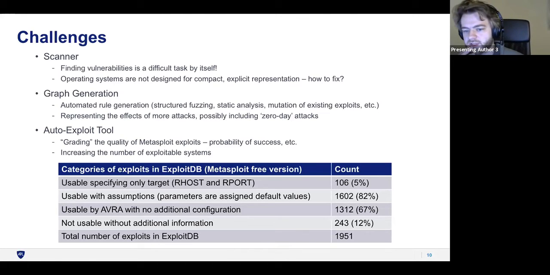In the graph generation stage, automated rule generation is obviously the golden goose. As I said before, rules are developed by hand, there are many rule sets, and we're not necessarily sure which one is the best. Right now we can swap out rule sets if we want to do a different kind of analysis. But what we would really like to do in the future is use some automated technique to generate those rules. That could be structured fuzzing, some sort of static analysis, or mutation of existing exploits to make them work with other things. There are a lot of different directions that could go.